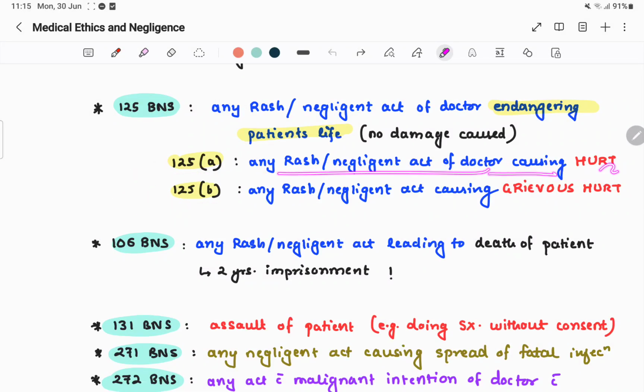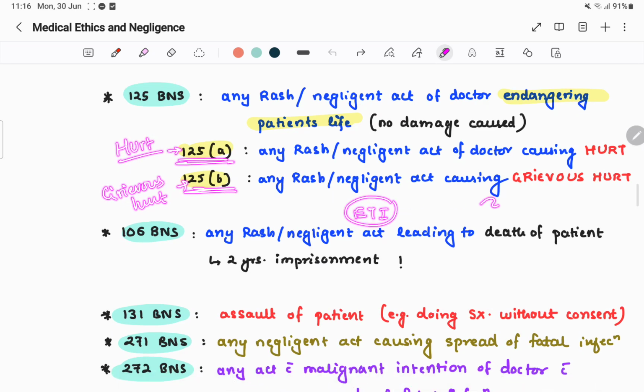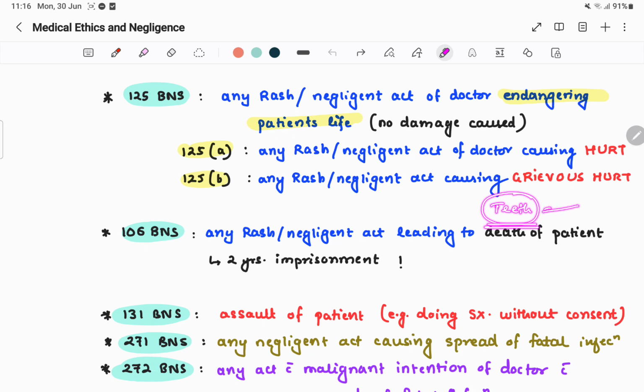Any negligent act of doctor causing hurt. If the doctor is performing a negligent act and it is causing hurt, simple hurt, then 125A. And for grievous hurt, say a doctor is doing endotracheal tube intubation and accidentally he breaks a tooth of the patient, then it comes in the grievous hurt, and the doctor can be booked under 125B.